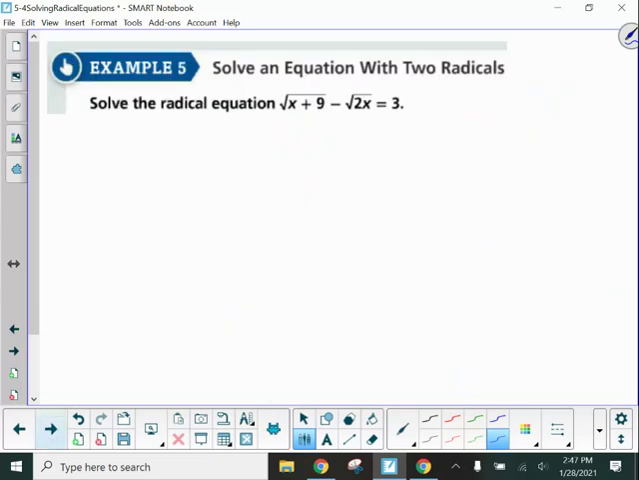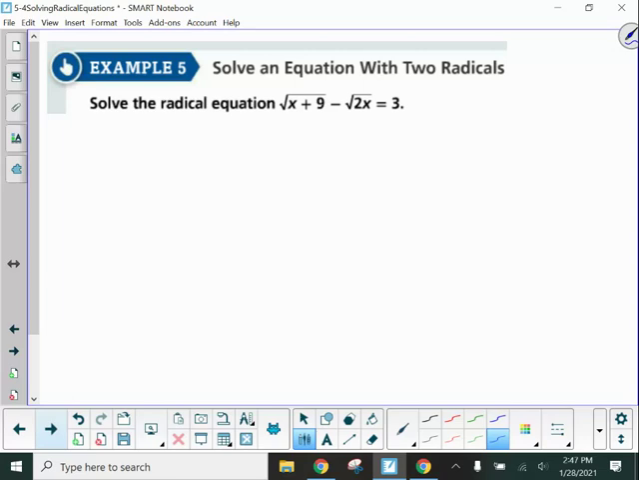The last example we're going to look at is where you have two different radicals. And when you have this type of situation, you actually have to square your problem twice. And I'll show you how to go about doing that. The first thing you want to do is isolate one of the radicals.